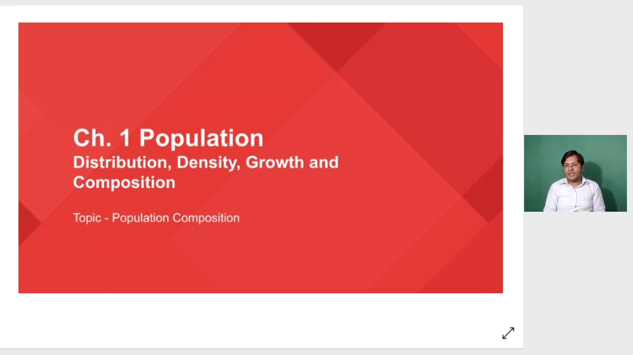If we take an example, if we look at a particular state, people wear various types of clothes, speak various types of languages, and follow different types of religion. Suppose there are 5 types of religions, then that is the religious composition of that particular group of the population.